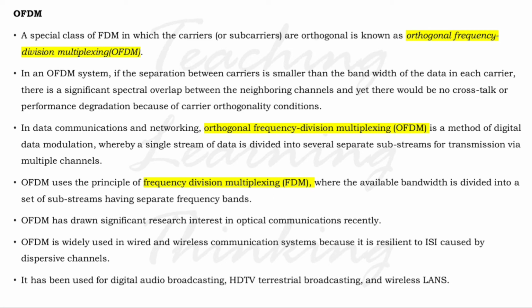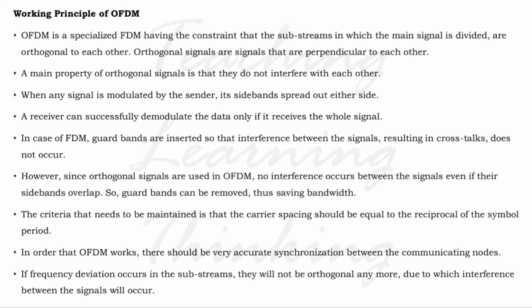OFDM uses the principle of frequency division multiplexing, where the available bandwidth is divided into substreams having separate frequency bands. OFDM has drawn significant research interest in optical communication recently, and OFDM is widely used in wired and wireless communication systems because it is resilient to ISI caused by dispersive channels. It has been used for digital audio broadcasting, HDTV, terrestrial broadcasting, and wireless LANs. And now the working principle of OFDM.